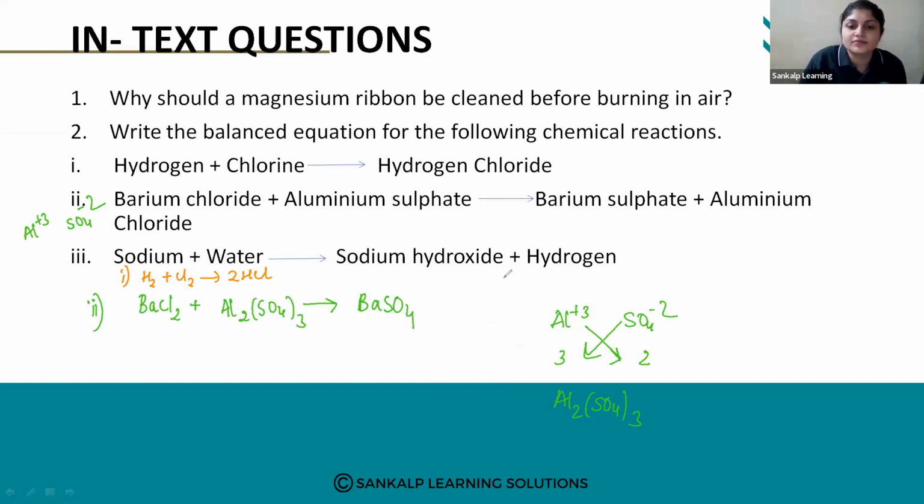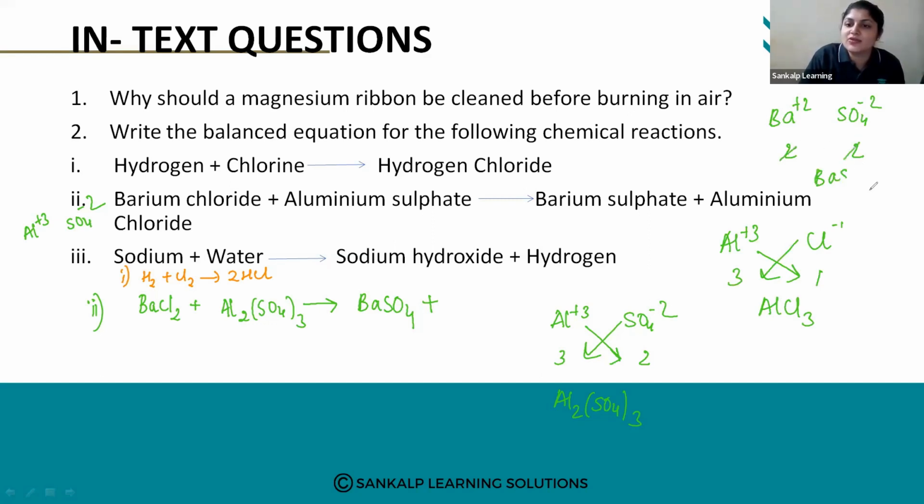Okay, then aluminium chloride. What is aluminium chloride? Aluminium, again, is Al plus 3. Chloride is Cl minus 1. Then aluminium 3, Cl here is 1. Crisscross, this will be what? AlCl3. I'll write here barium sulfate also, Ba plus 2, SO4 minus 2. So this will be 2, this will be 2, this gets cancelled. So this will be BaSO4. Understood?